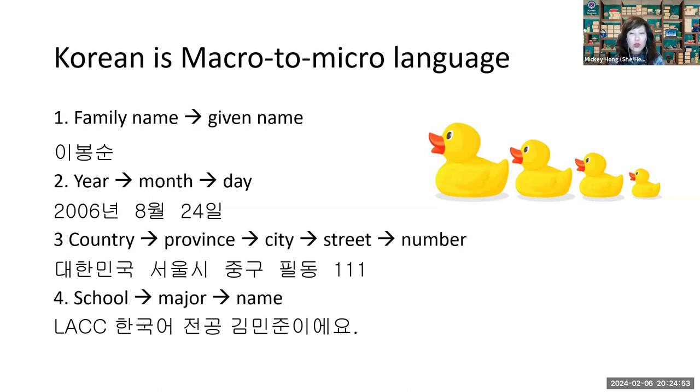If you are to introduce yourself, typically in English, we say, "Hi, my name is," and it's very egalitarian. You say your name. In Korean: 저는 언어학과에 한국 프로그램에 학생이에요. LACC 한국 전공 김민준이에요. So in English, we would say, "Hi, my name is Mickey Hong, the Korean Program Director in the Department of Modern Languages and Literature at LACC." That would be the order, right? The program, the department, and then the school. Always macro to micro, you guys.